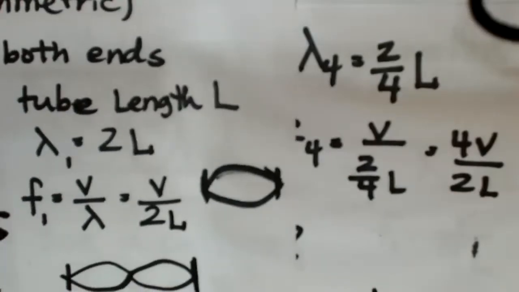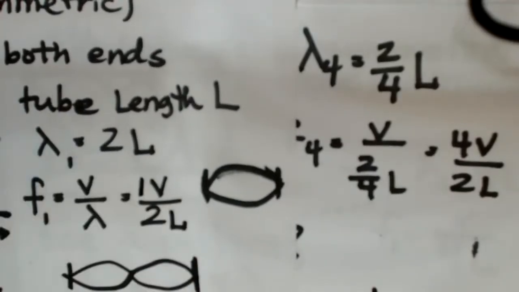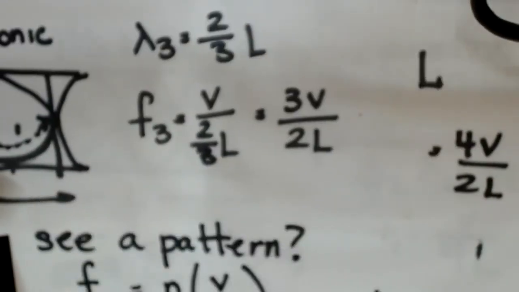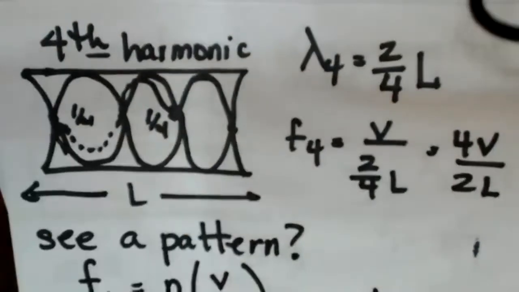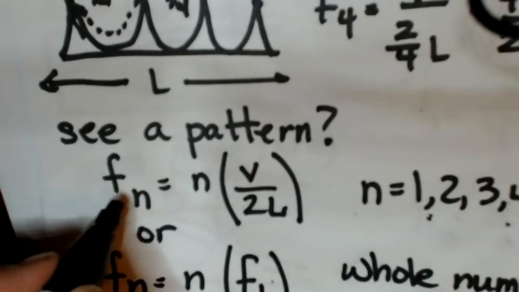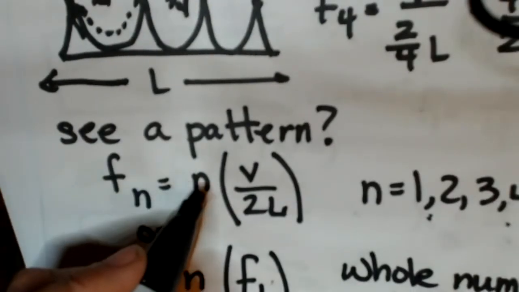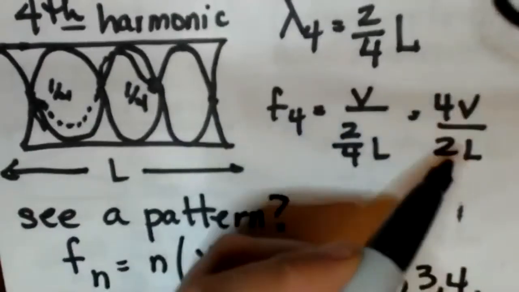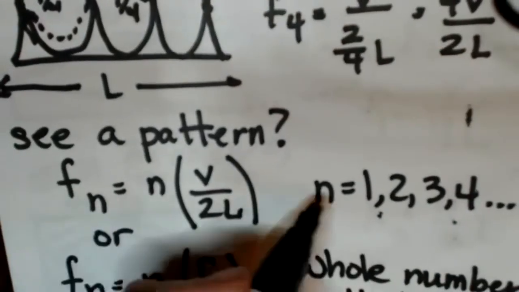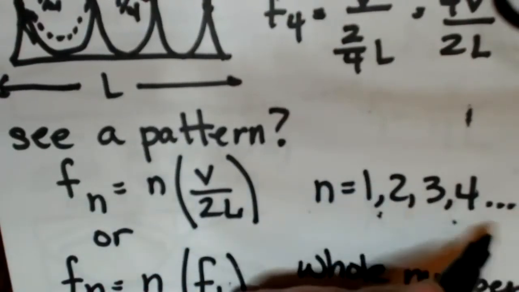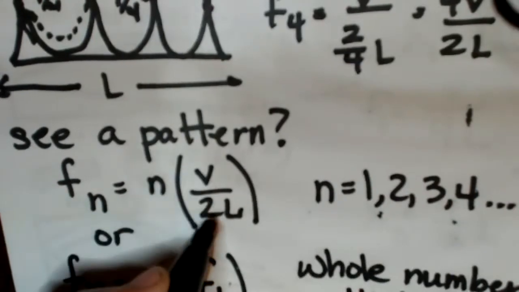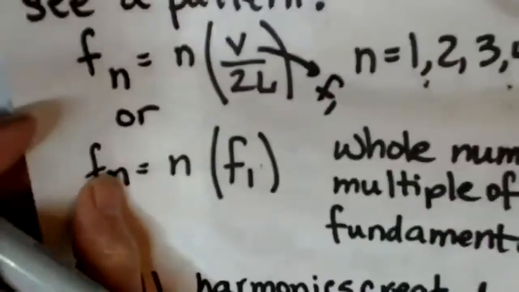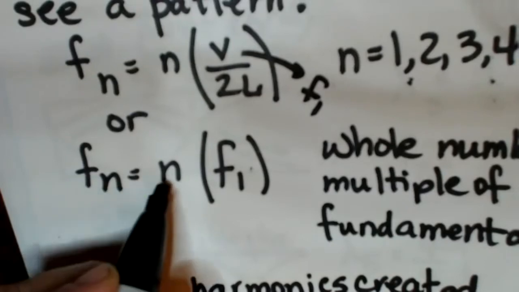So I've got a pattern, right? I've got V over 2L for the first one, so I could magically put a 1 there. So 1V over 2L, 2V over 2L, 3V over 2L, 4V over 2L. There is a pattern here. The pattern is whatever number of footballs I have, it's that number of footballs times V over 2L. So like here I had 4 footballs, so it's 4 times V over 2L. So N is 1, 2, 3, 4, however many footballs I have. So it's just the number of footballs times V over 2L.